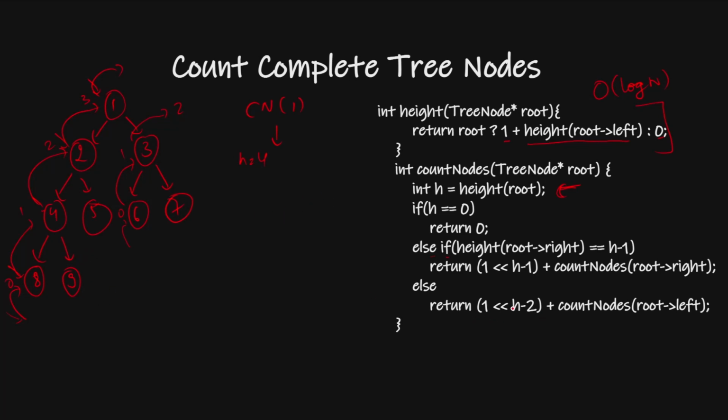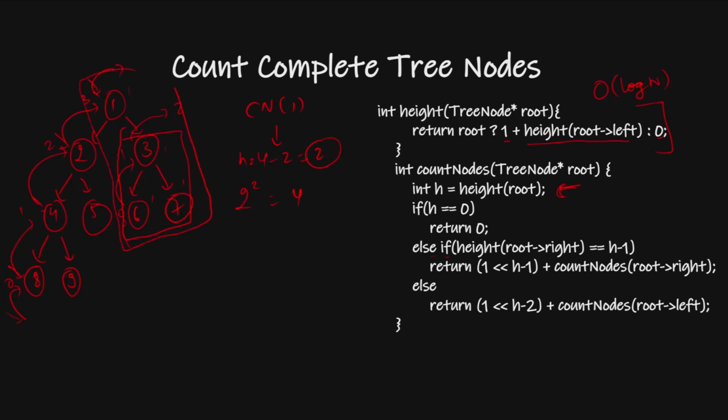So I will say that its height is h minus 2. H minus 2 is 4 minus 2, which is 2. Yes, it is 2. So I will calculate the total number of nodes as 2 to the power 2, that is 4. And how is it 4? 1, 2, 3, and this 4. So I have calculated this node.